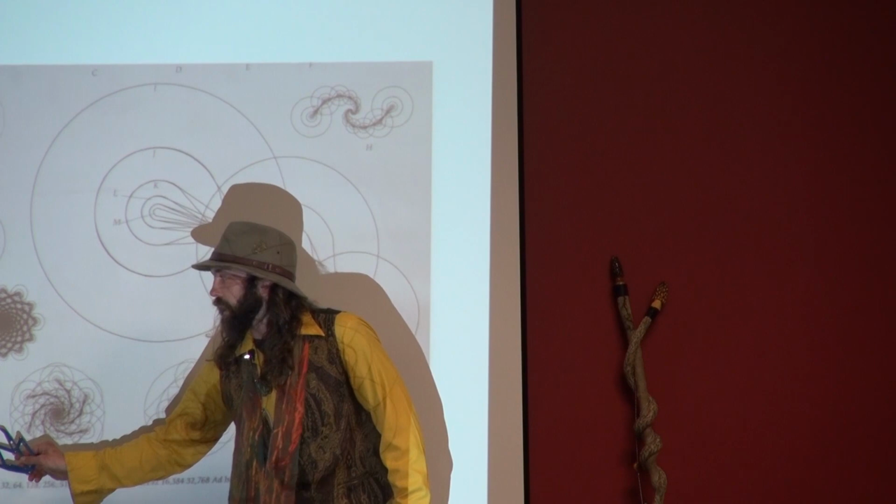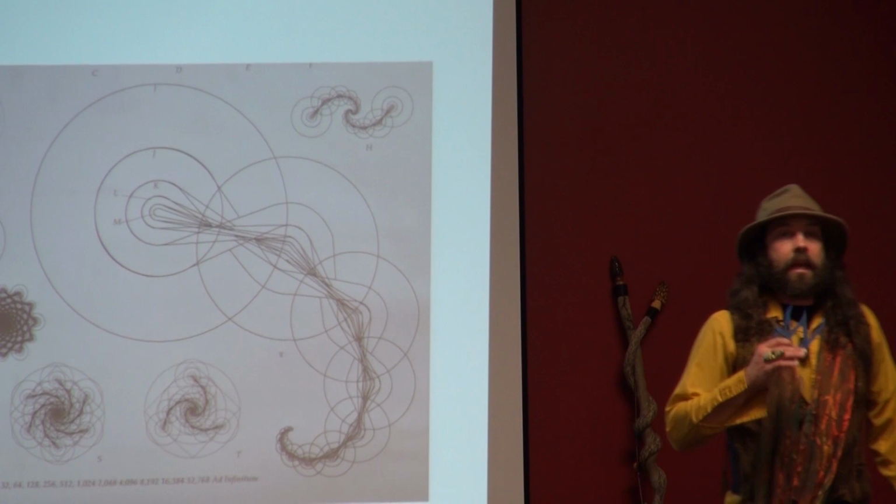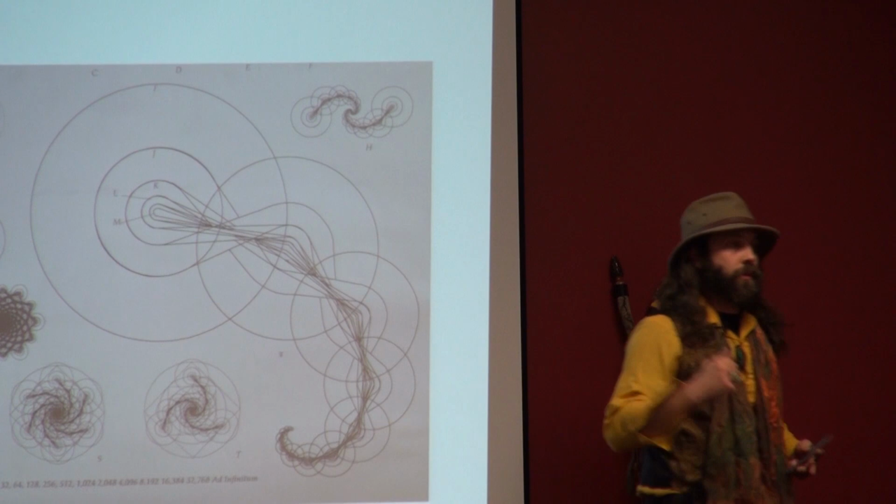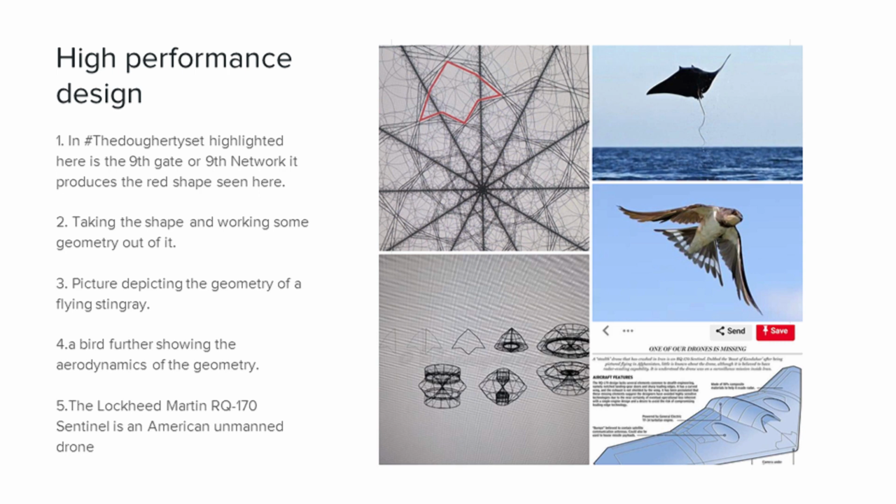This is the first filament. It goes infinitely inward, and each one of these nests infinitely inward inside of each other. These are Birkeland currents. High performance design. And the Dougherty set, highlighted here, is the ninth gate, or the ninth network. It produces the red shape seen here.